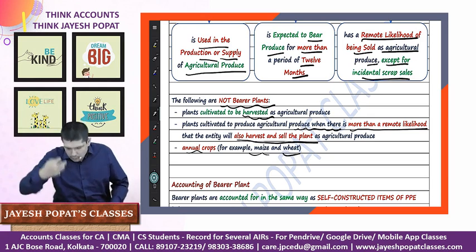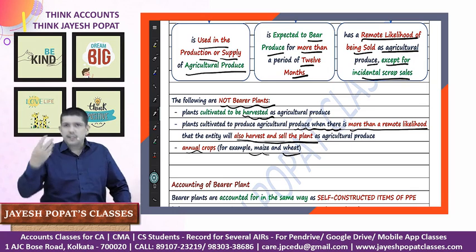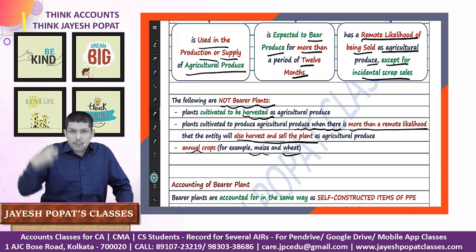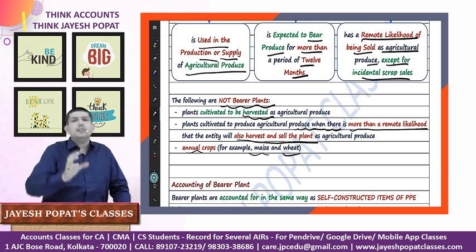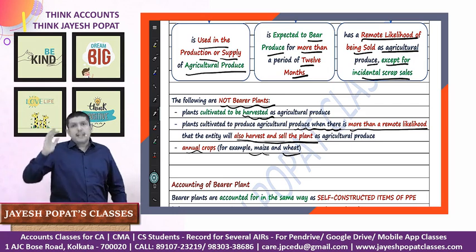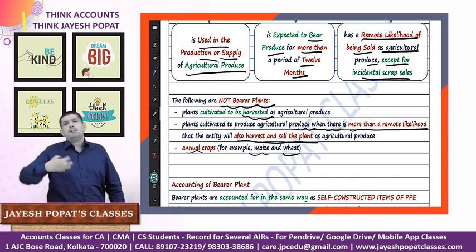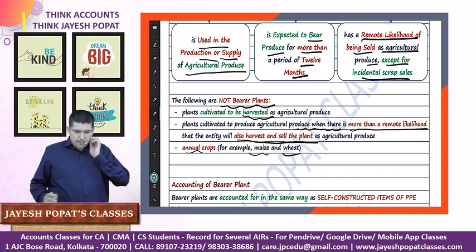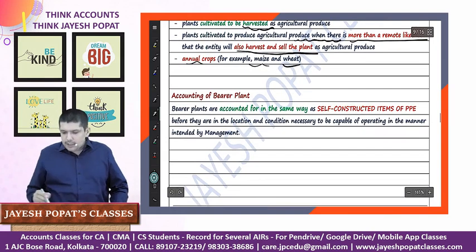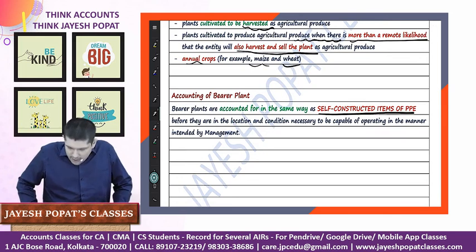The objective of owning that particular plant is that the plant will bear certain fruits or vegetables, etc., and those fruits or vegetables will be sold off in the market, but that particular plant will not be sold off, except for the fact that when the useful life of that plant comes to an end, that plant may be sold off like a scrap.